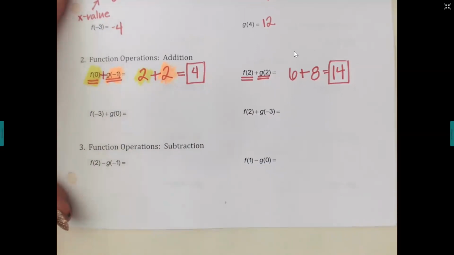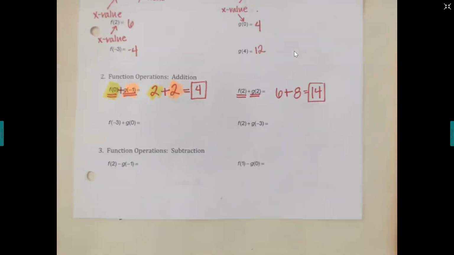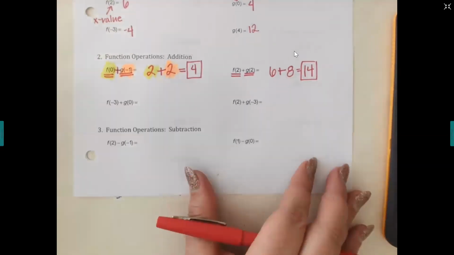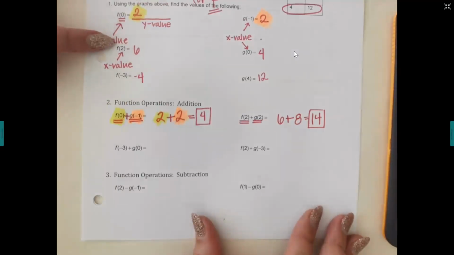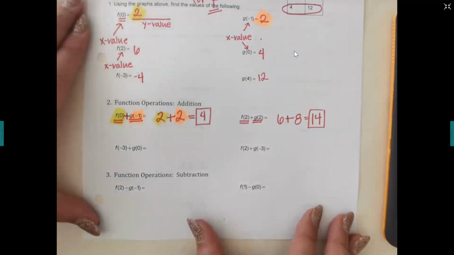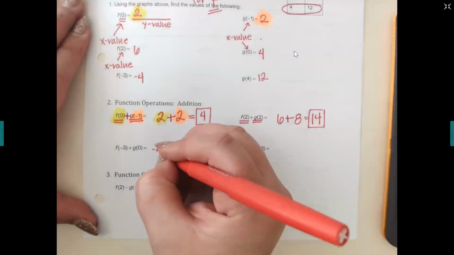Okay, look at the next one. I want f of -3. So look at the f's. Did I already find f of -3? Did we already find it? Okay, do you see f of -3 already on your notes? What was the answer for that? -4 plus.